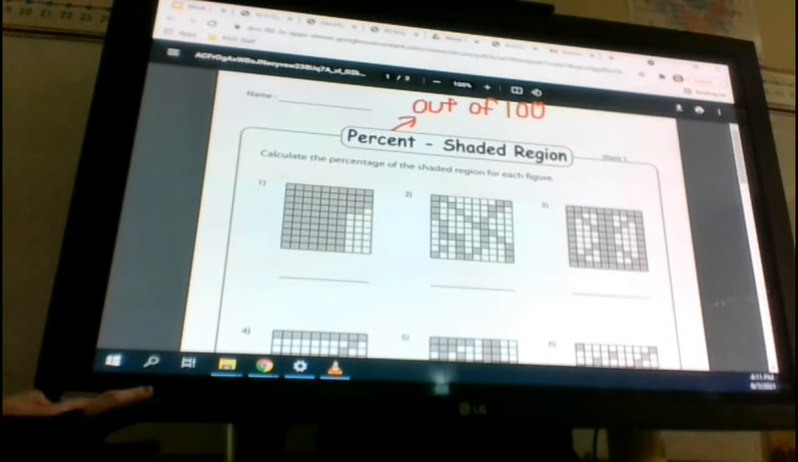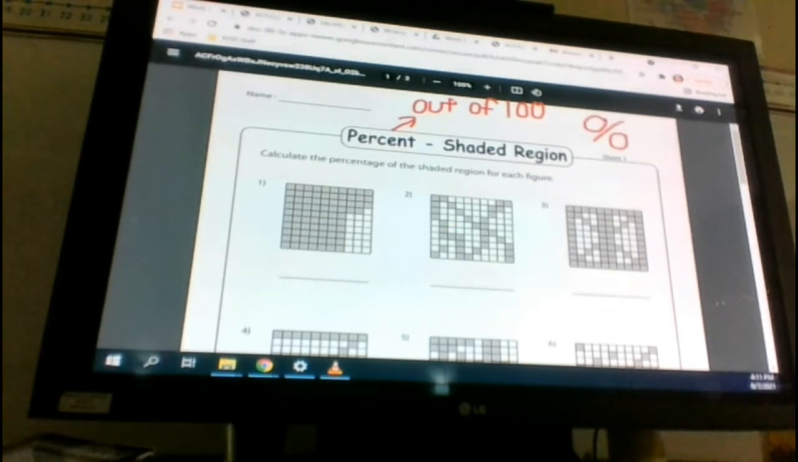A big thing with percent is to remember the symbol, which looks like this. It is two little circles with a slash through the middle, almost like a sideways fraction. In order to represent that you are making a percent number, you need to make sure that your sign is there. If it's not, it is incorrect.